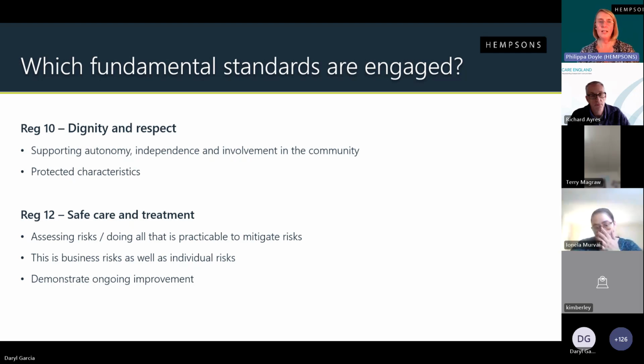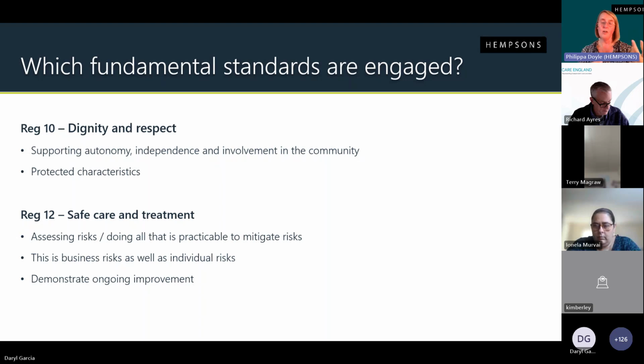Regulation 12 kicks in, as it often does, safe care and treatment. We need to be able to demonstrate that we're assessing risks and we're doing all that's practicable to mitigate risks. And those are business risks as well as individual risks. So looking at those business continuity plans, we're looking at how we're demonstrating ongoing improvement.